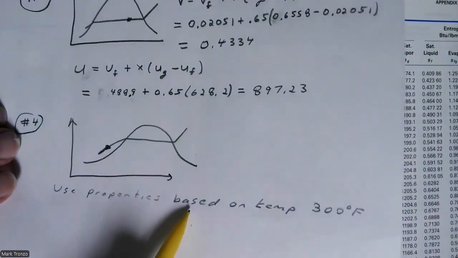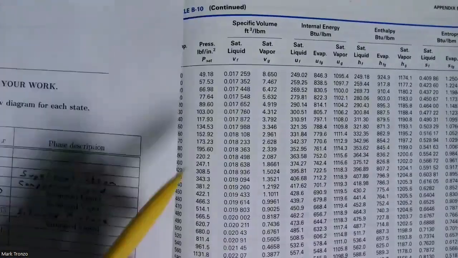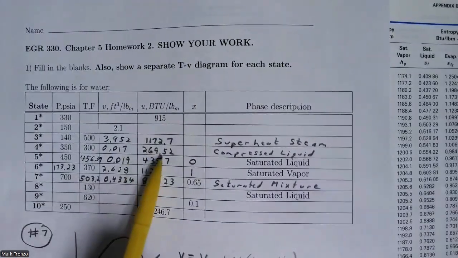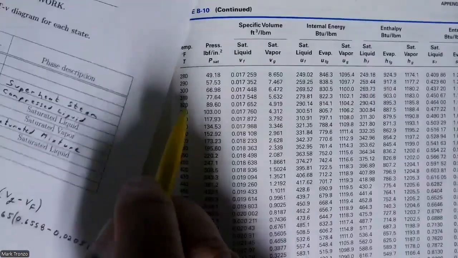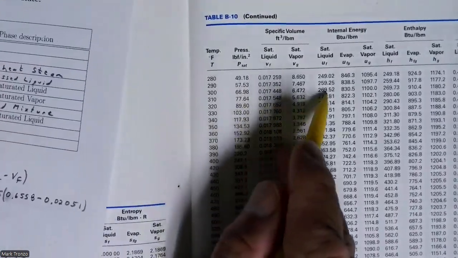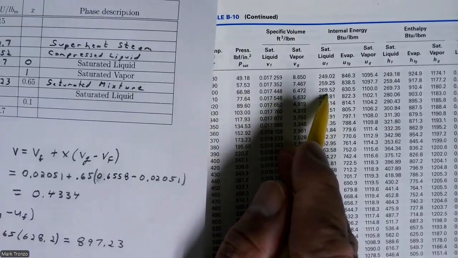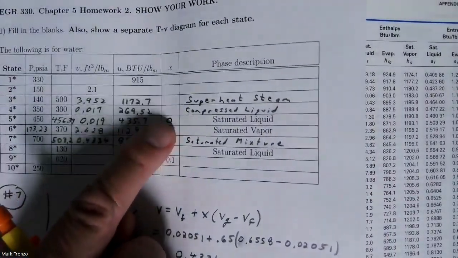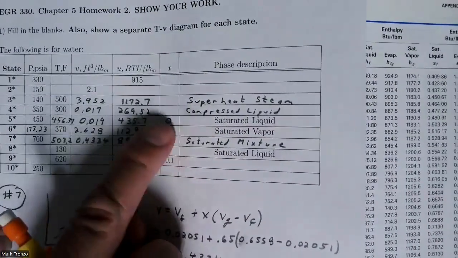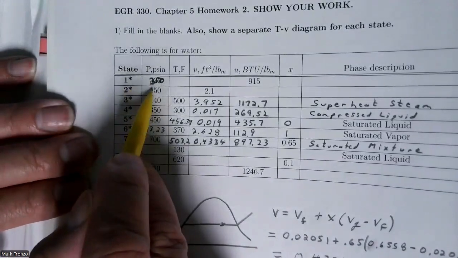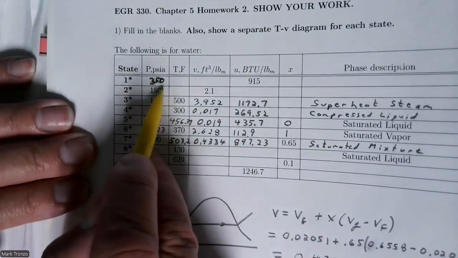Again, use the properties based on the temperature in the saturated mixture table and put these values in here. So again, we use the temperature of 300 and our U of F was 269.52. Now again, it's not going to have a quality because it's a compressed liquid. For the next one, we're going to look at the same number. We're going to actually change this to 350 psi.